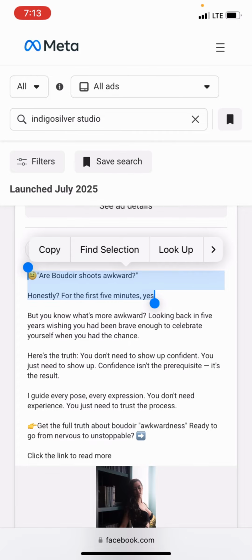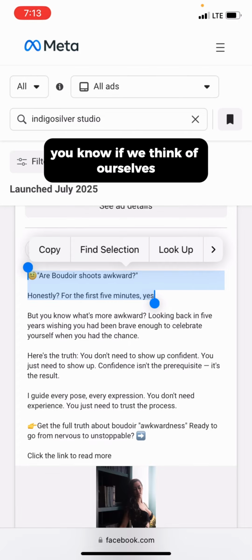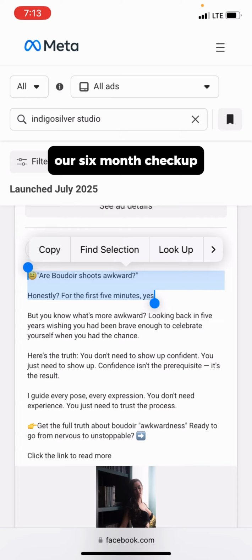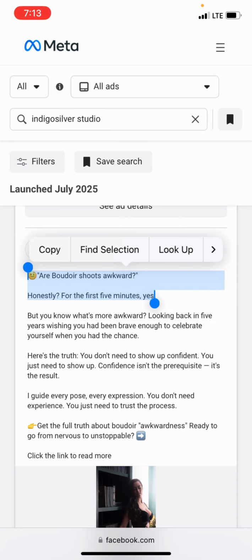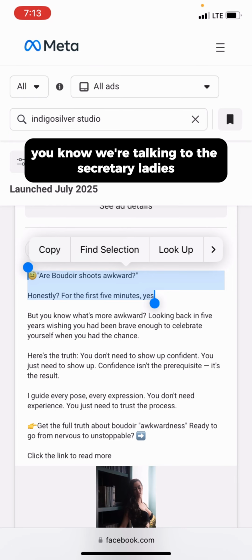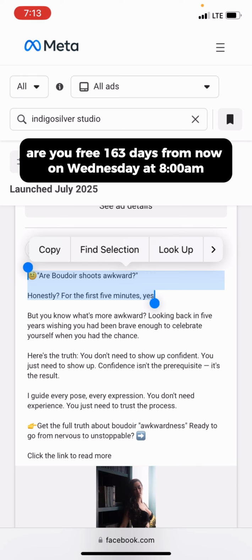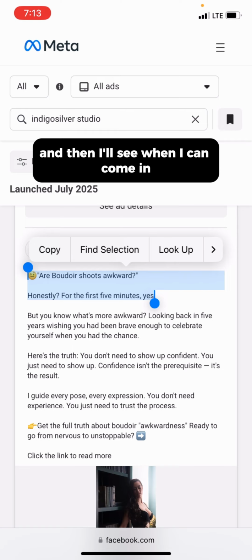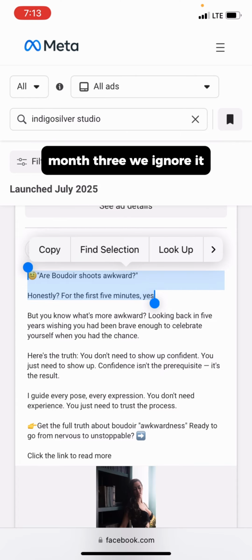Literally 100x difference. And we know this because if we think of ourselves, we go to the dentist, we get our 6-month teeth cleaning done, our 6-month checkup, and we're talking to the secretary ladies, we're paying, and then they're asking us, hey, are you free 163 days from now on Wednesday at 8:15 a.m.? And we're like, dude, I literally ain't got no idea, but hit me up closer to then, and I'll actually know my schedule, and then I'll see when I can come in. So they put us in their auto texter. It texts us, month 3, we ignore it.